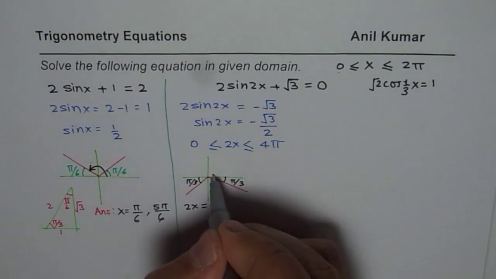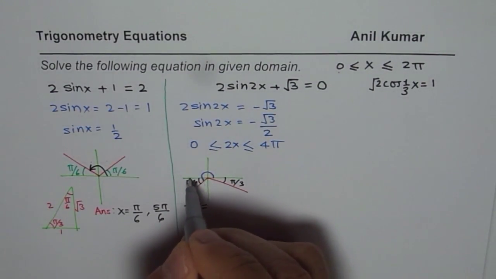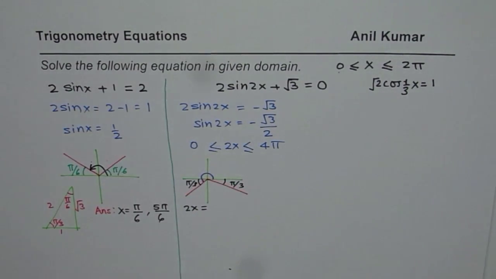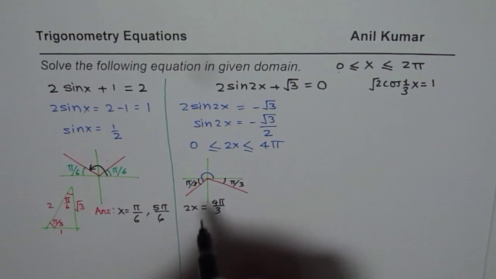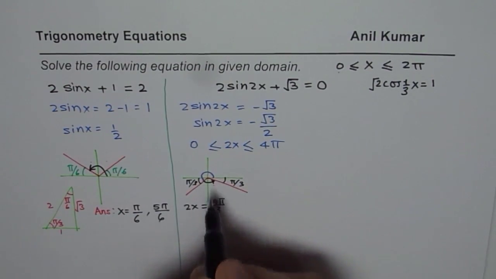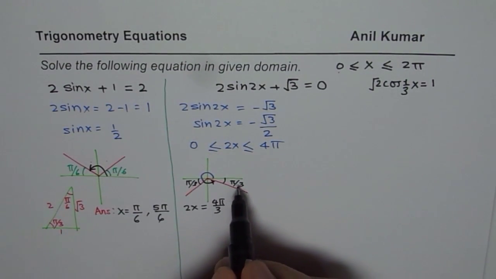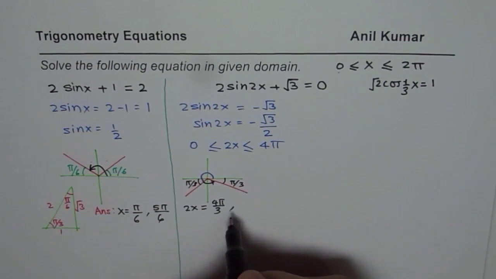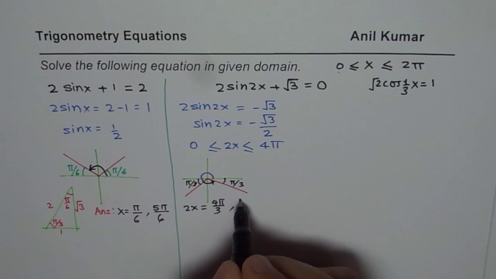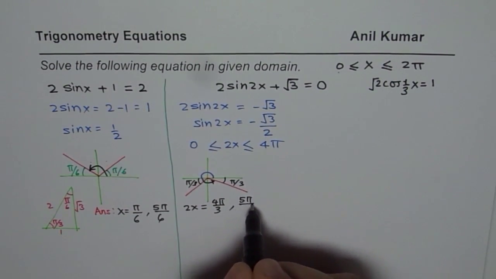First one will be this much angle, right? So that is pi plus pi by 3, that means 4 pi by 3, right? And then another this much more. So that is 1 pi by 3 less than 2 pi. So that value will be 5 pi by 3, right?